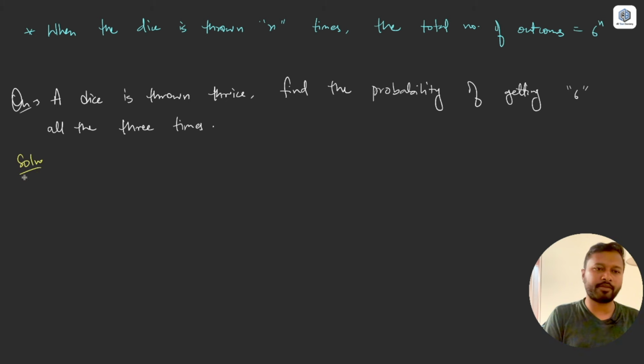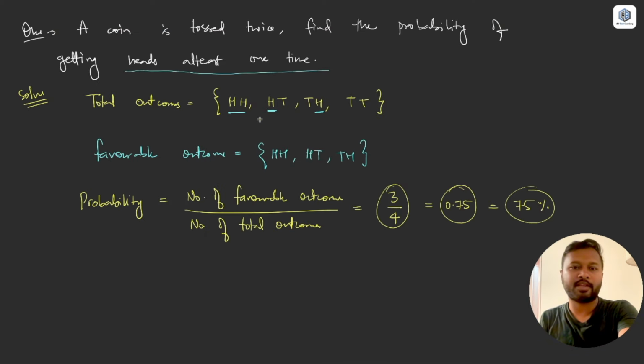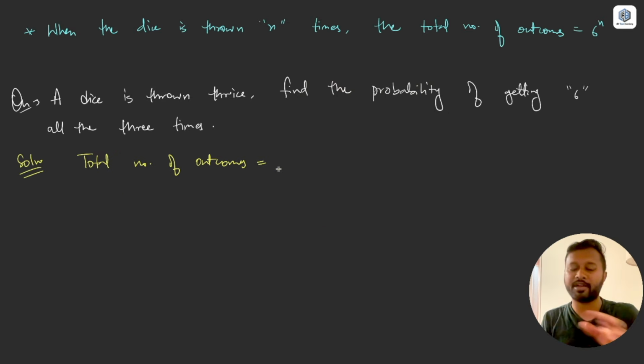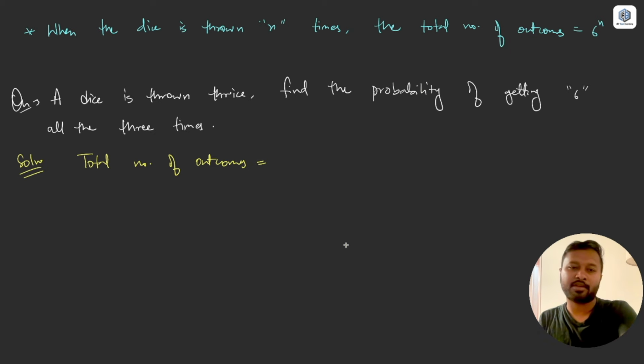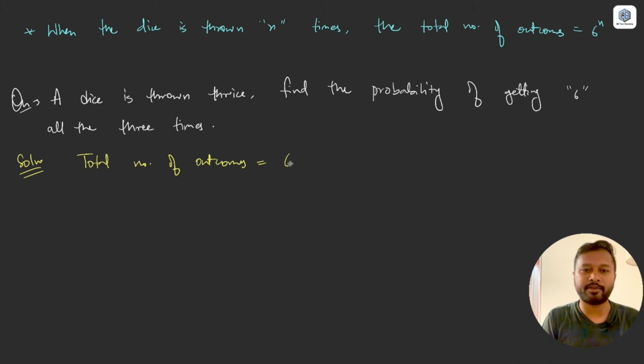So to solve this question, first of all, I'll find out the total number of outcomes. Now, of course, in the previous case we have written for all of them, but here it is very difficult, because when the dice was thrown 2 times, it was 36. So when the dice will be thrown 3 times, it will be 6 to the power 3, which will be 6 into 6 into 6. If you do it, you will get 216. So 216 outcomes are there. It is very difficult to write all of them.